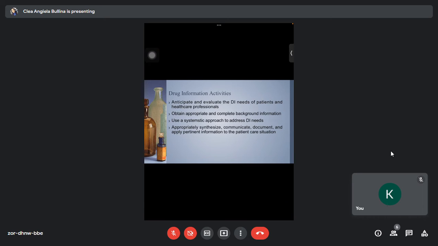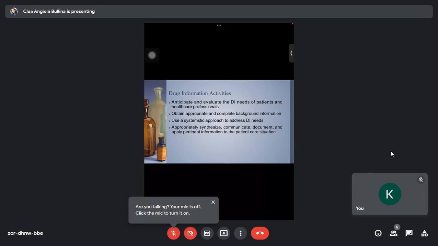Okay, so when you say systematic approach, you must assess the study design, the statistics, the bias, the limitations, and the applicability. Okay, kasi systematic approach yan. And then also, to be an effective provider of drug information, he or she must appropriately synthesize, communicate, document, and apply pertinent information to the patient care situation.